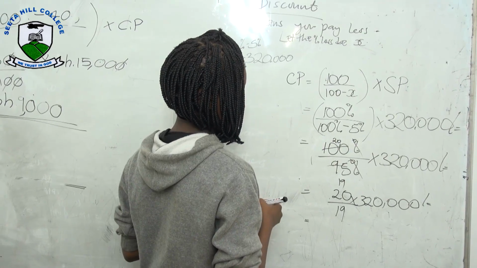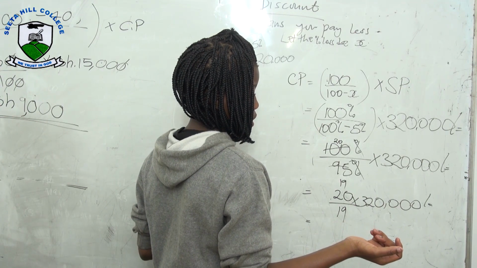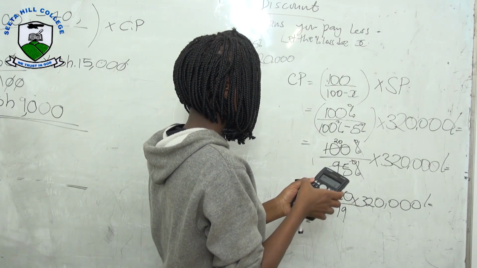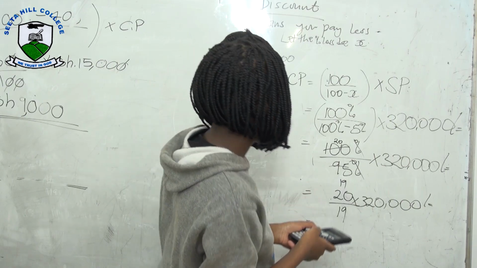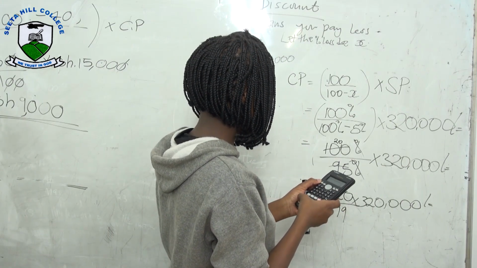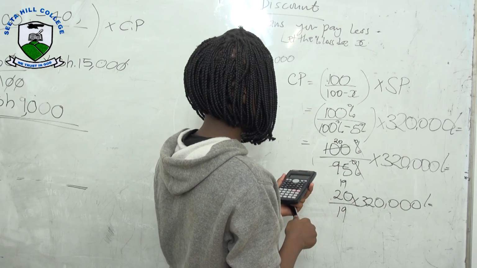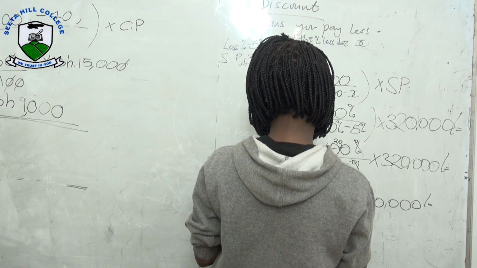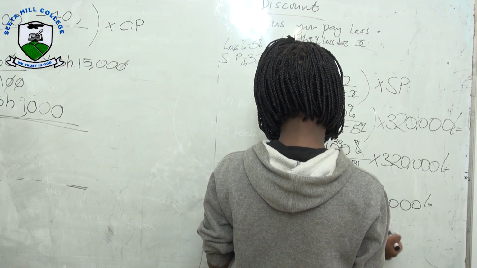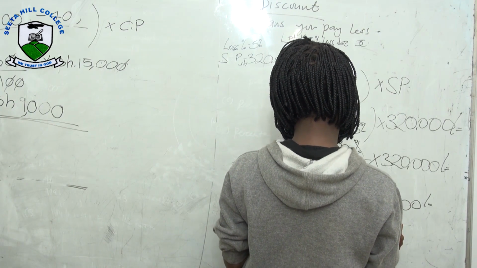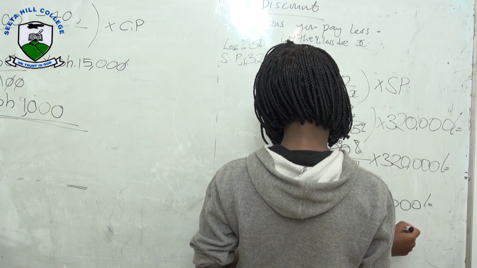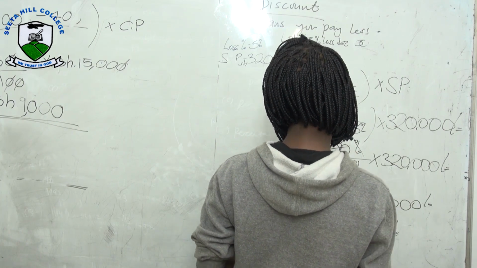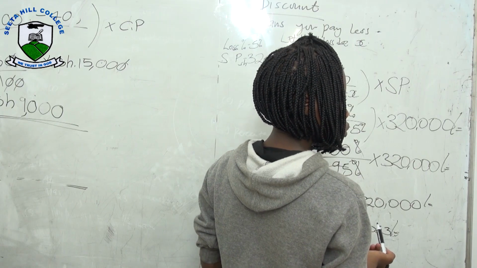Here I have 378. Is she right? She's not right. Okay, teacher, that money should be lower.